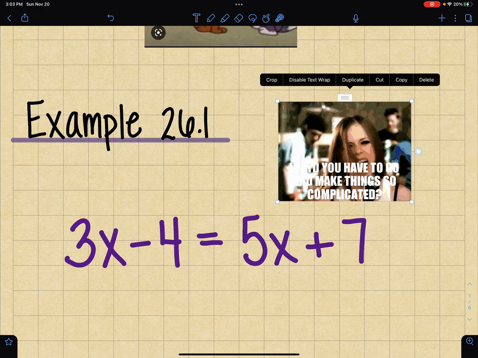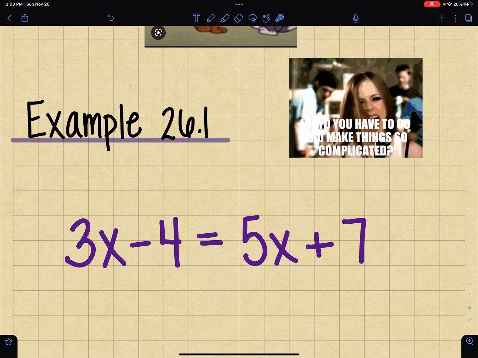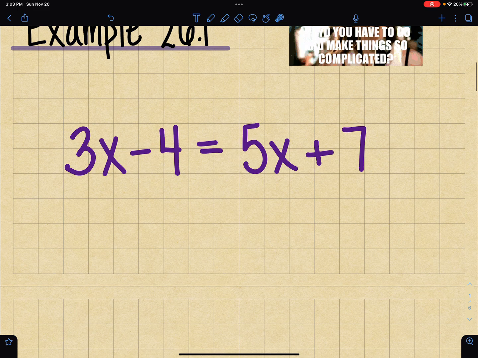That's why this little picture there, I think it was supposed to be a GIF. I don't know. Why'd you have to go and make things so complicated? Anyway, yeah, you're going to feel like that with some of these, but we'll figure it out together.